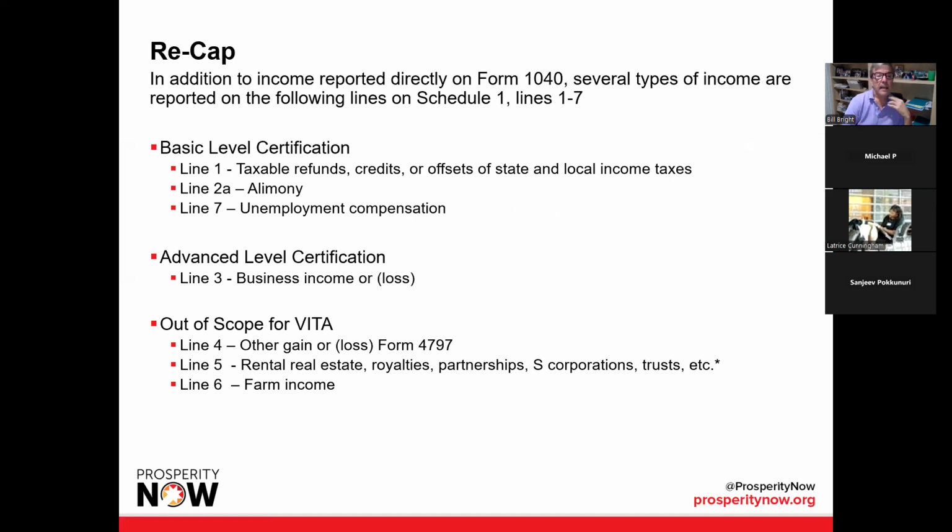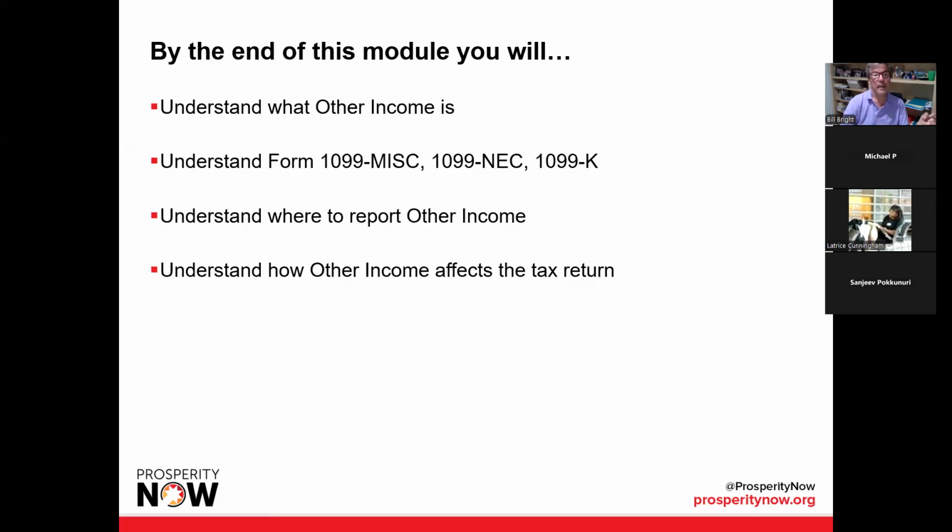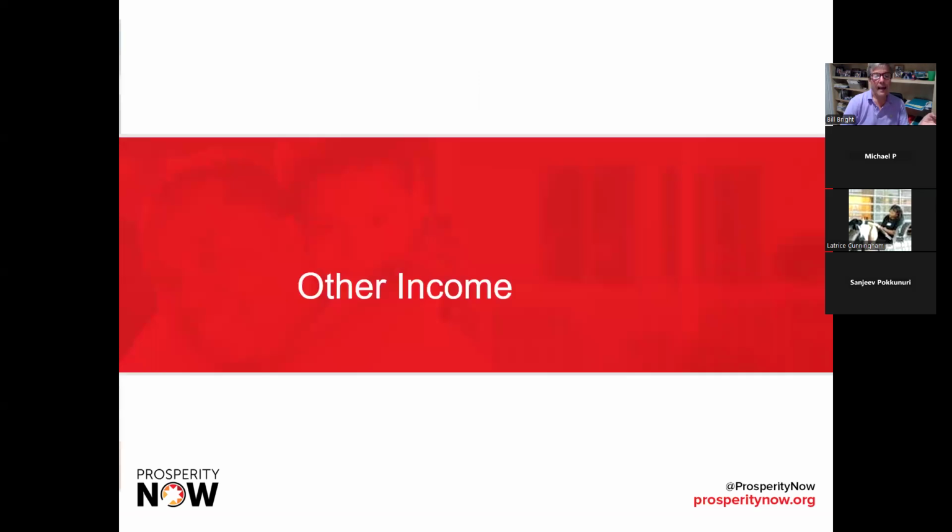Basic, it's going to be, again, this other income situation: taxable refunds, alimony, unemployment. Business income requires Advanced. And there's other things, some goofy income that gets thrown off. Rental real estate, farm income, we don't even do that. And there's some more other income. Okay. Again, this is getting more into the 1099 miscellaneous, the NEC, and the K.